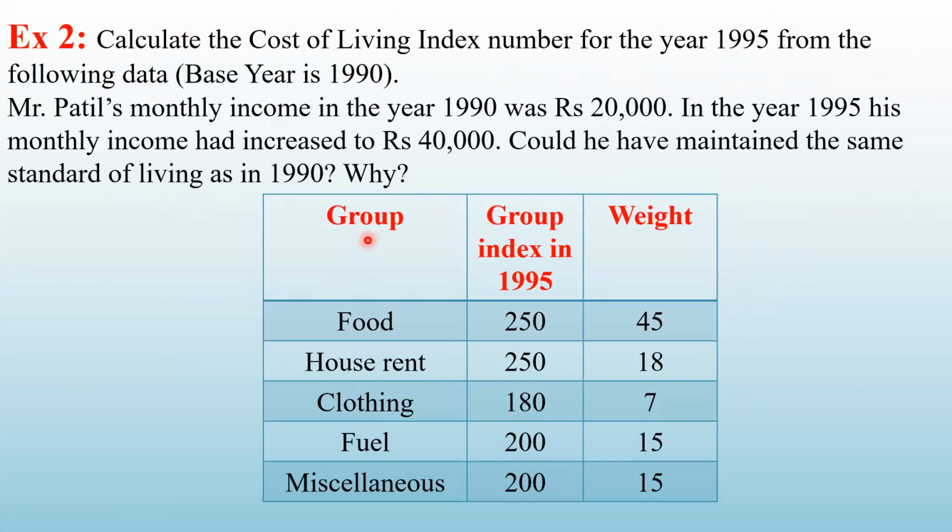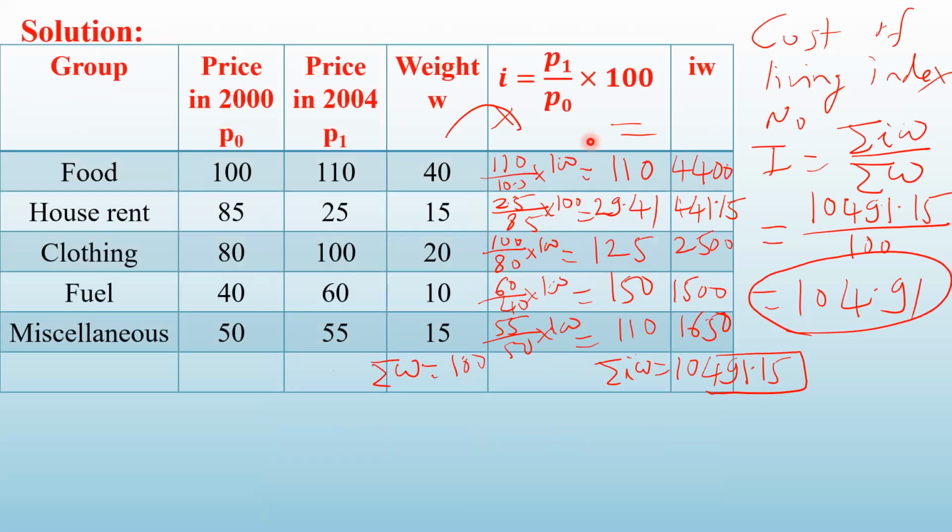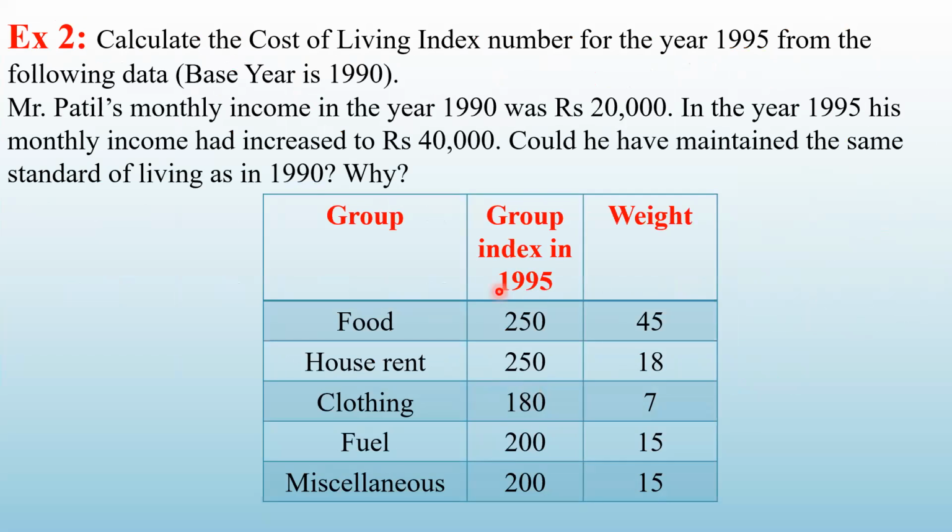The first column gives you the different groups: food, house rent, clothing, fuel, and the miscellaneous item. And the second column gives you the index. You are already given here the index for that group. In the previous problem, you were given the prices in the base year and the current year, and you calculated the index I. In this problem, I is already given to you. The index is already given to you. Okay, and the weights are also given to you. And you need to find out the cost of living index number.